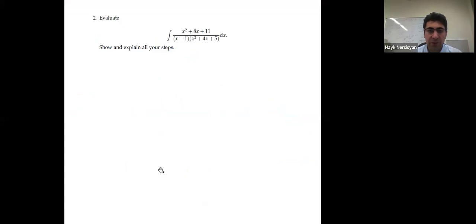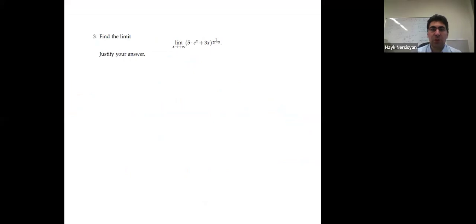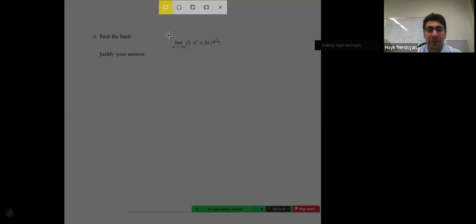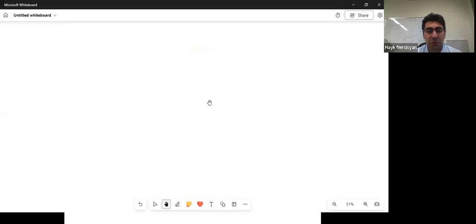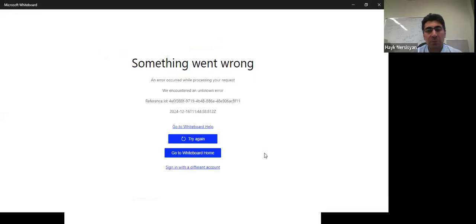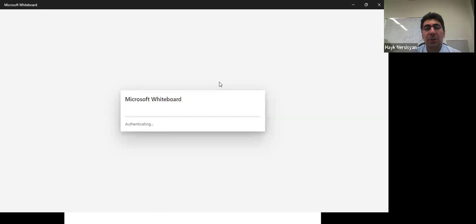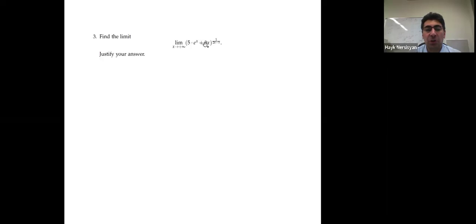And the next exercise was this one, third one. So calculate this limit as x goes to infinity. We can try first to see limits of each of component here. When x goes to infinity, inside of bracket we have plus infinity. And what is the limit of power?